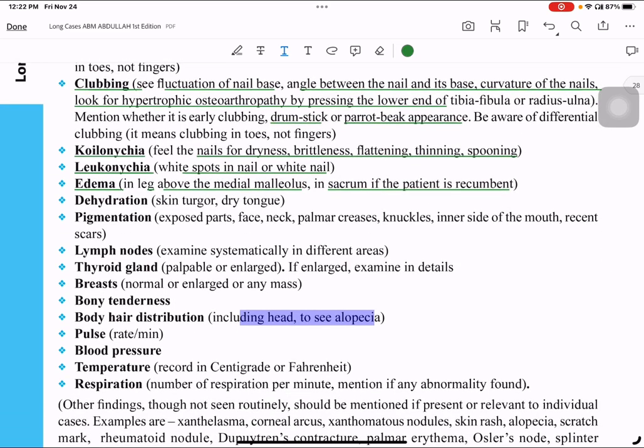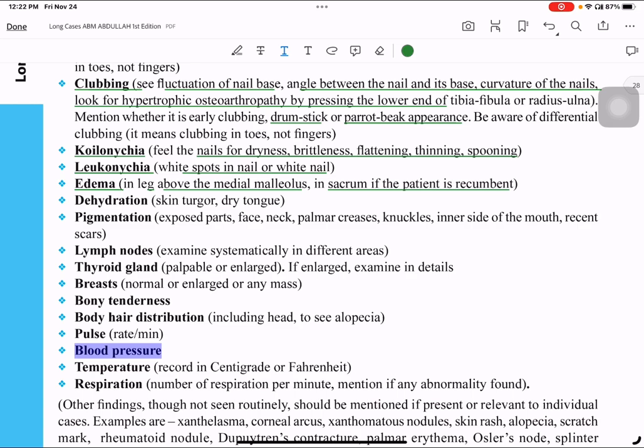Then in the general examination, we must check the pulse and blood pressure. The pulse and blood pressure will indicate the patient's hemodynamic status, and it may indicate any underlying cardiovascular disease. We must look for any abnormality in the pulse, like any abnormality in the rate, rhythm, volume, character and condition of the vessel wall.